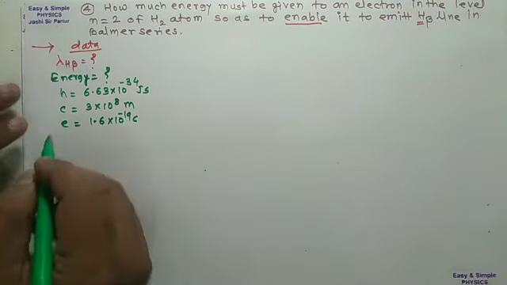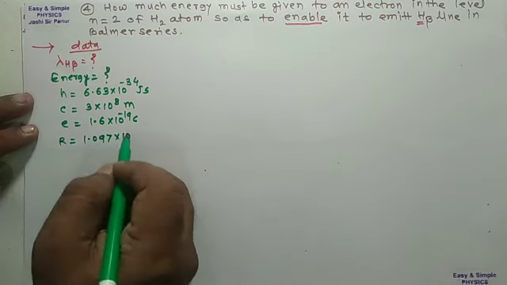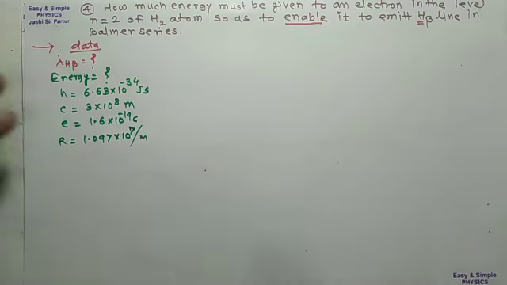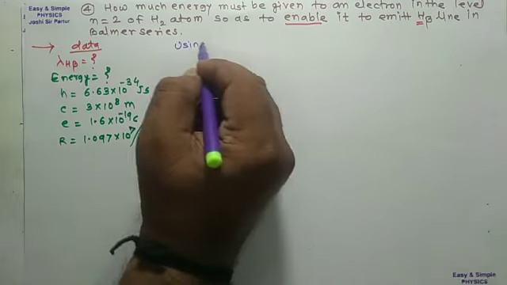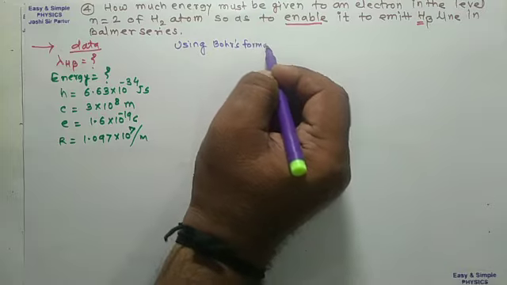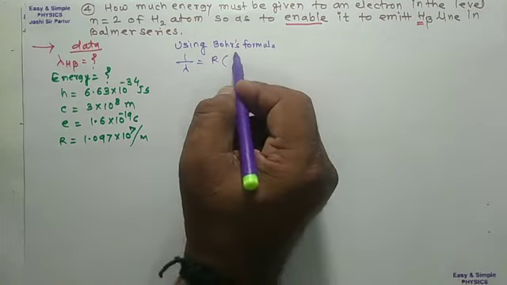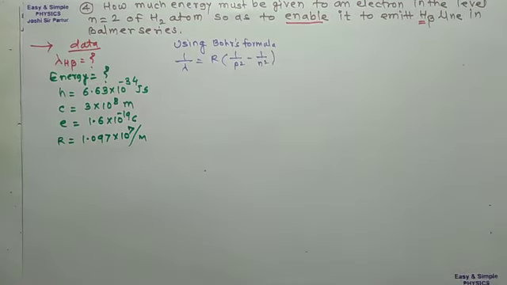Here the Rydberg constant R is 1.097 into 10 raised to 7 per meter. With those values, we can solve the above problem. So using Bohr's formula, 1 upon lambda is equal to capital R in bracket 1 upon p square minus 1 upon n square.